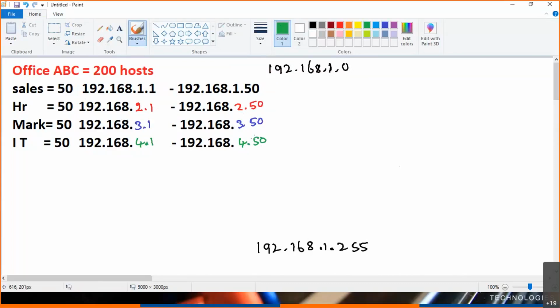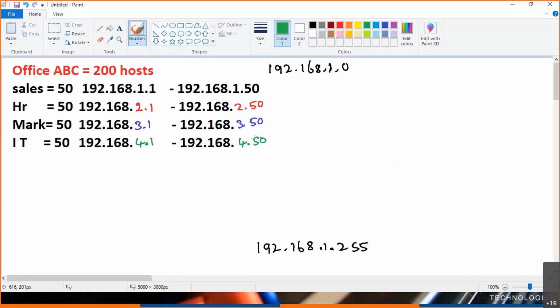Now will they communicate with each other? No, they don't communicate. Why? Different networks. They are in different networks. They don't communicate. So that is actually my requirement, and it has been satisfied here. Inter-department communication should not be there, so I have assigned different networks, and they don't communicate. So my requirement is okay.